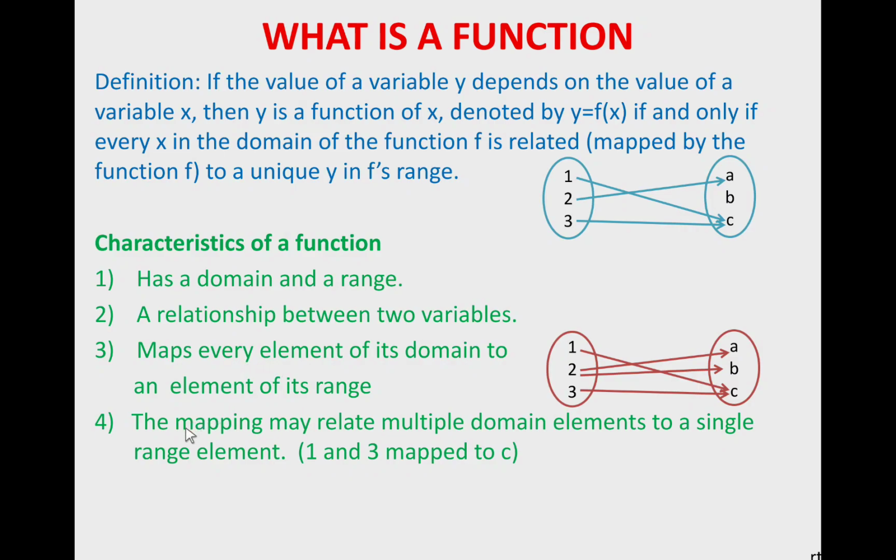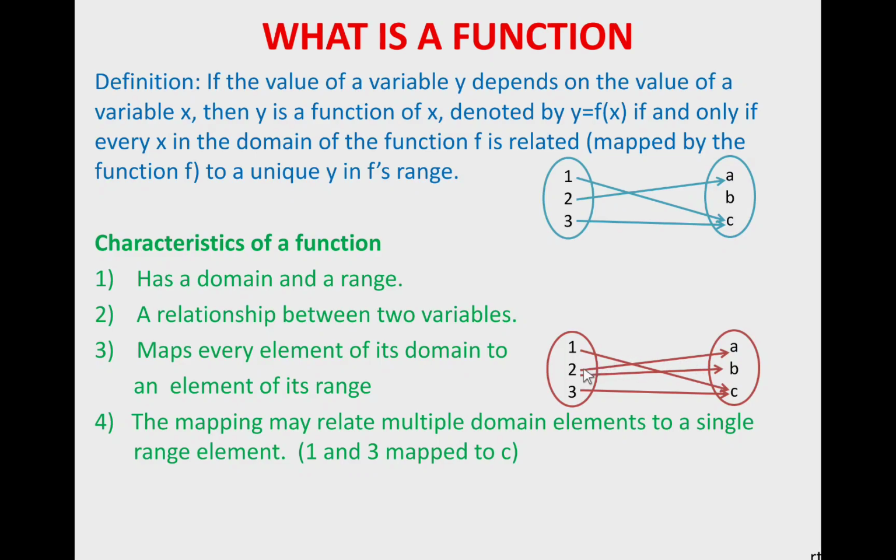Let's take a look at this condition. The mapping may relate multiple domain elements to a single range element. And sure enough, we have 1 and 3. 1 and 3 are mapped to C, which is okay. So far, condition number 1 is satisfied. Condition number 2, relationship satisfied. It maps every element of its domain to an element of its range. So every element of the domain is mapped to an element in the range.